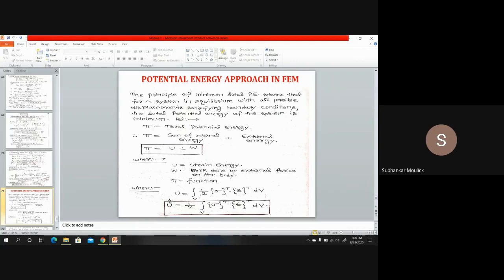So let us write that same equation in integral form. It will be the volume integral of half times stress into strain into dV. You can take the half outside the integral. So U is half times the volume integral of sigma transpose into epsilon transpose dV. Now what are sigma transpose and epsilon transpose? They are the stress and strain vectors.